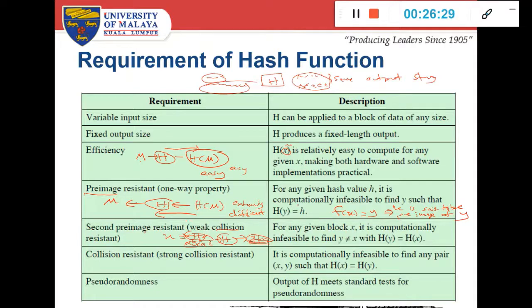Second pre-image resistance. And then you have collision resistance, strong collision resistance. So weak collision resistance, then strong collision resistance. It is computationally infeasible to find any pair X, Y. With weak collision resistance, you have one input and the desired output, and you want to find another input, which is very difficult. But for strong collision resistance, you want to find a pair of inputs that produce the same output, X and Y such that H(X) equals H(Y).